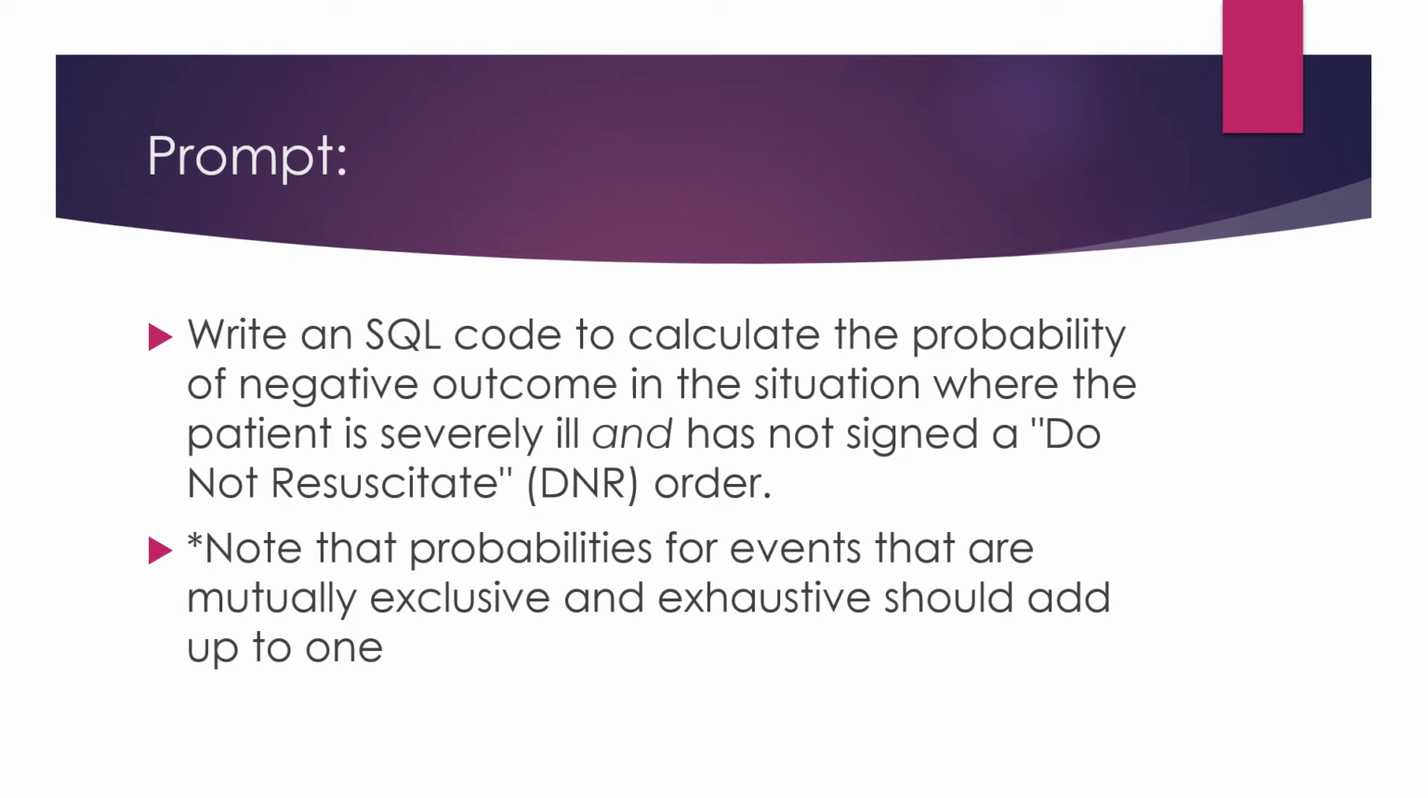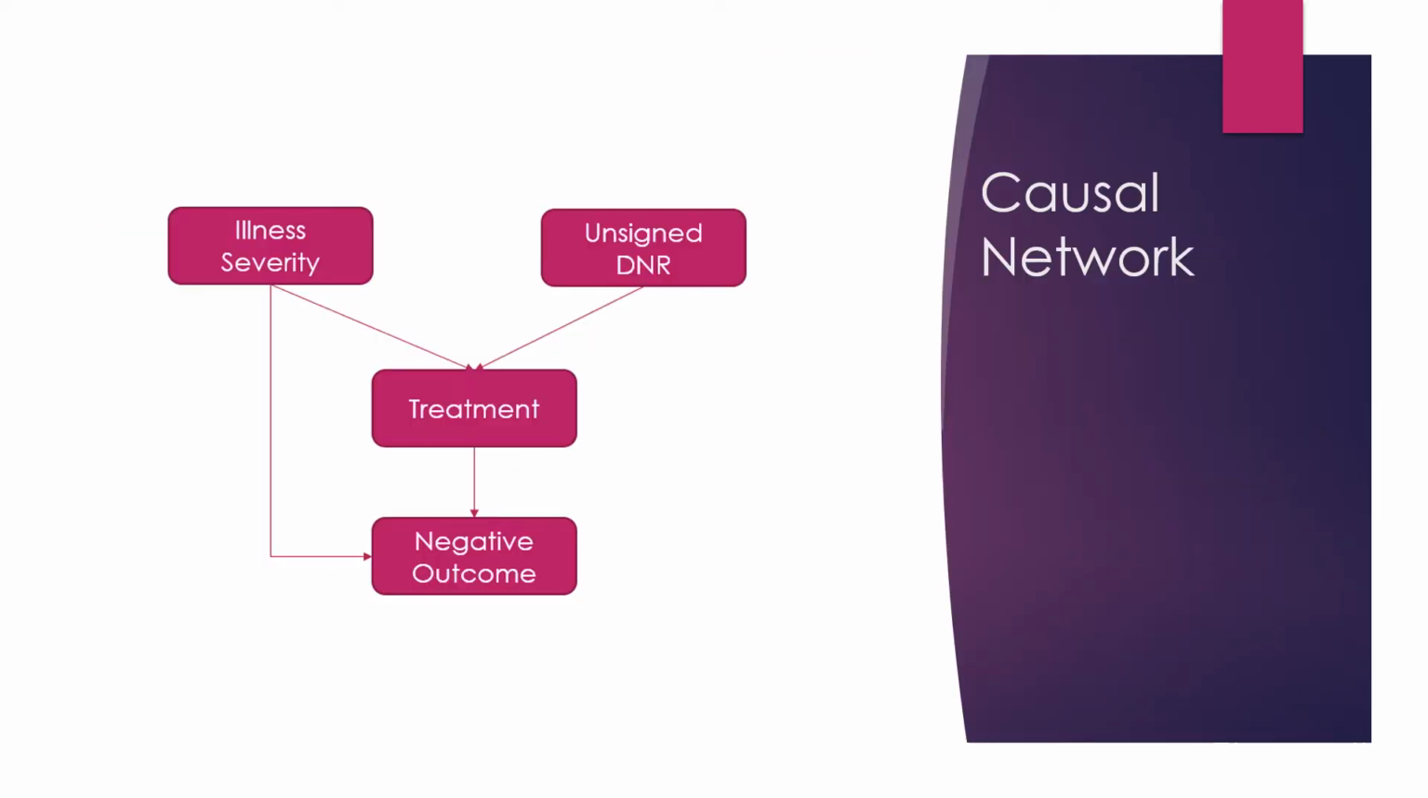We need to remember that the probabilities for events that are mutually exclusive and exhaustive should add up to 1. Our problem is based on the concept of causal networks. A network model can represent the impact of various variables on each other. The cause and effect are shown by a directional arrow between nodes.